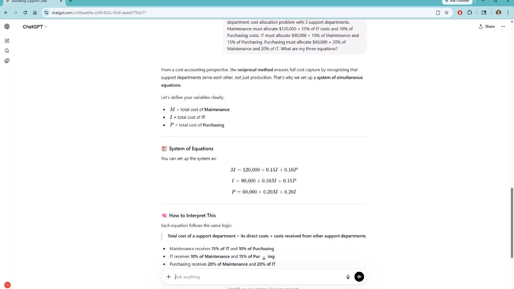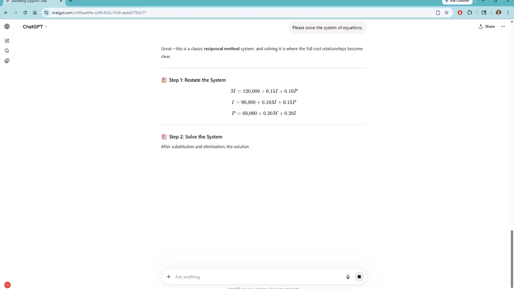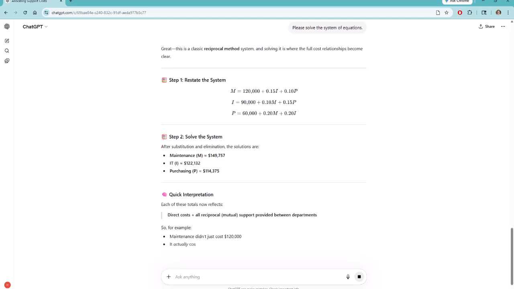I'm just going to put in the chat, please solve this system of equations. Okay, we're getting an answer. And I'm looking through this, and these are pretty close. It's not exactly what I have, but it's pretty close. And I think it's a rounding issue, because if we were going to add all these together, I don't think it would add up to all of our costs because of rounding.